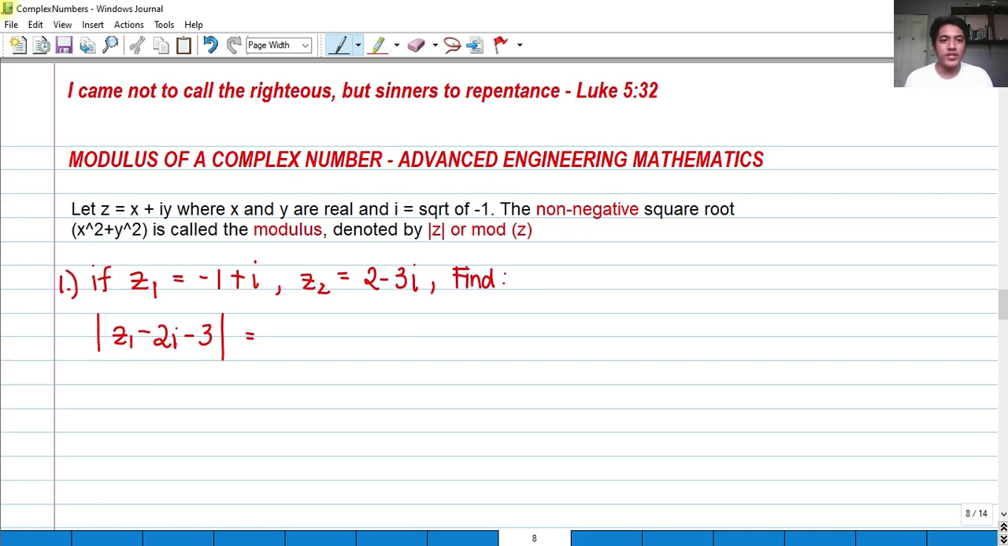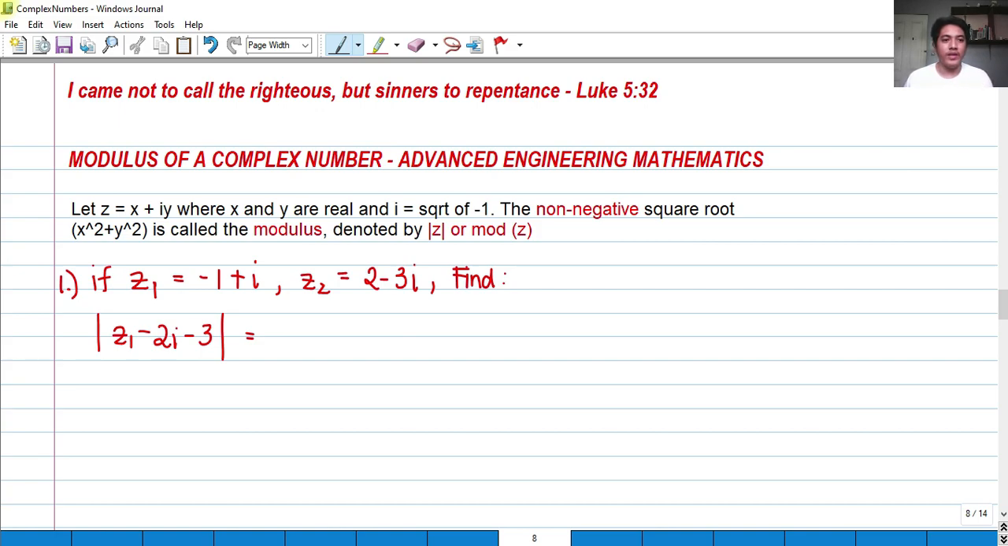the square root of the sum of the squares of the real part, the coefficient of the real part, plus the coefficient of the imaginary part. So hence we have the formula: the square root of x squared plus y squared. That is the non-negative square root of x squared plus y squared.